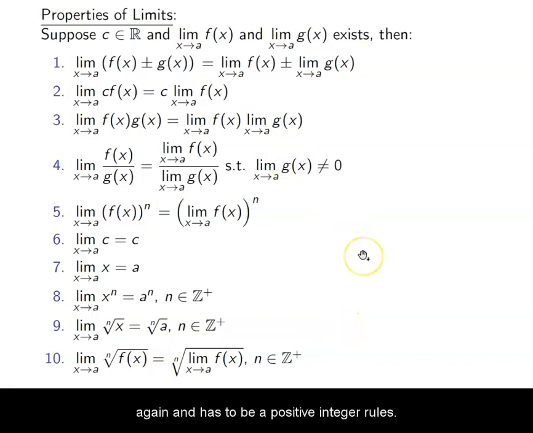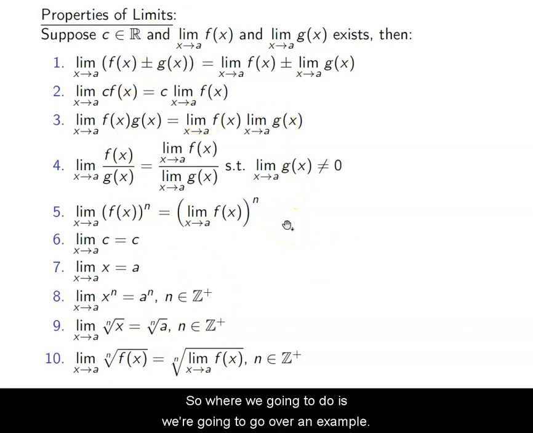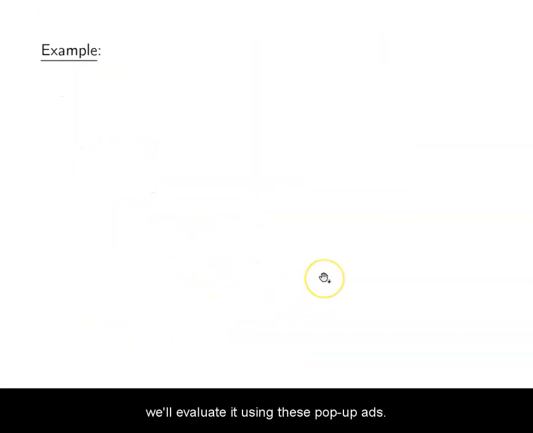So a lot of rules, but it's fine because you get used to them once you start to work with them. So what we're going to do is we're going to go over an example, and instead of just saying, oh, it's a continuous function, let me just plug this in, we're going to break down our function using these limit laws, right? The properties of limits, and we'll evaluate it using these properties of limits instead.